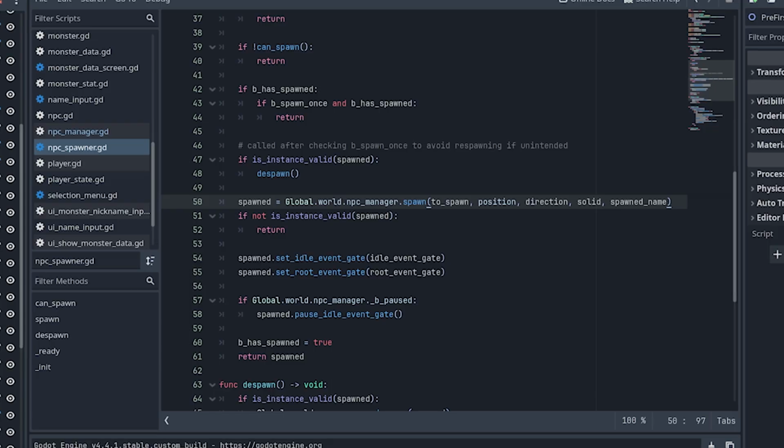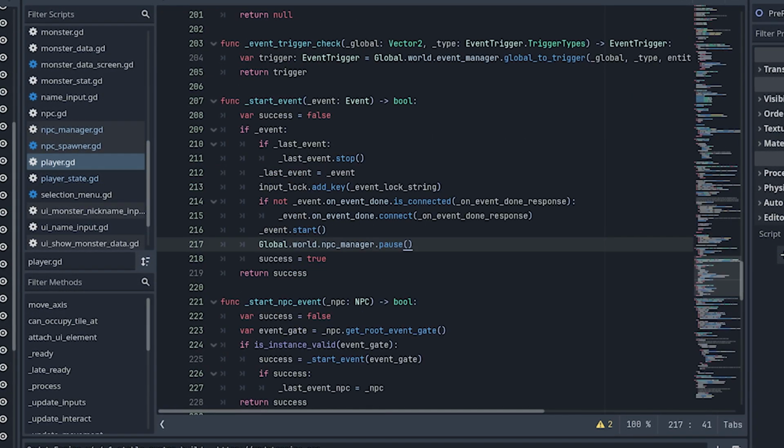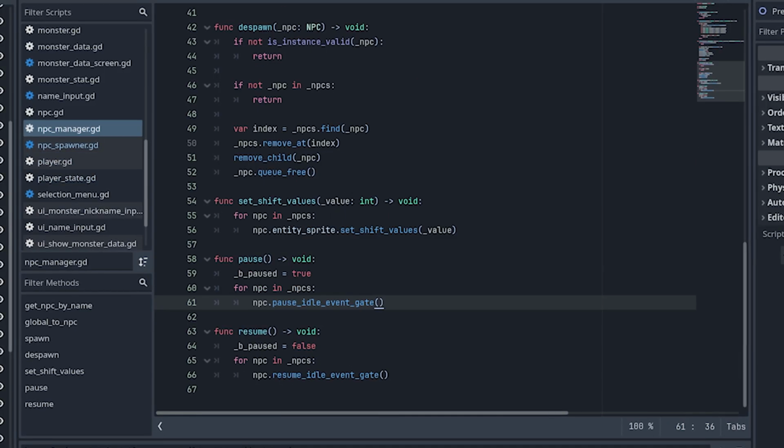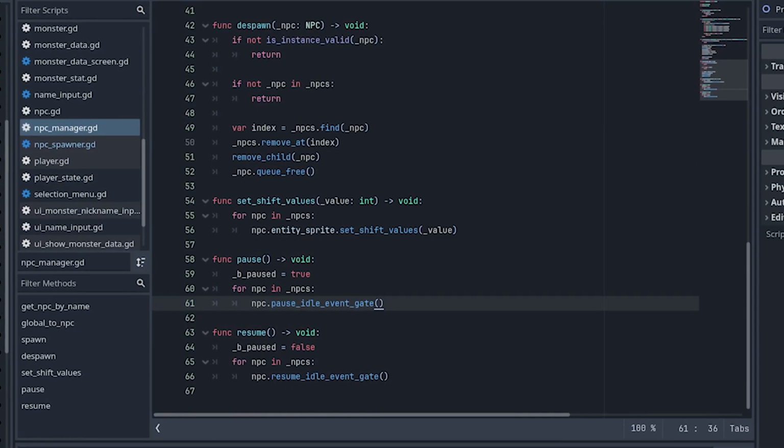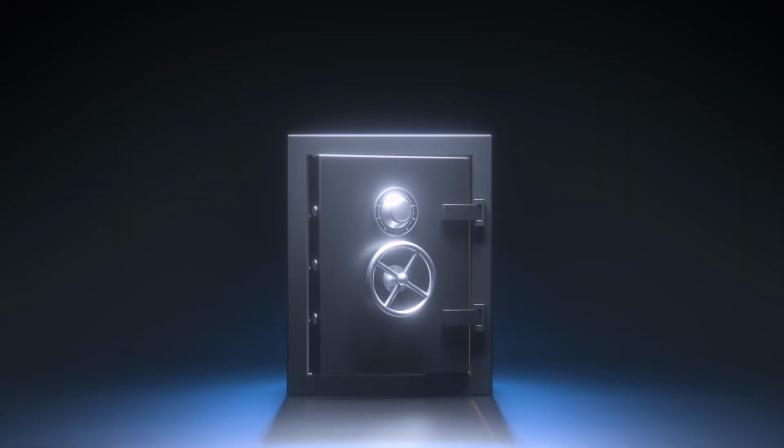Every NPC spawner will spawn NPCs through the NPC manager. When the player triggers an event, the manager will pause their idle event gates, and when the event is complete, the manager will tell them to resume. And that's really all there is to it. Two singular states that never coexist. No secret scripts or hidden logic.